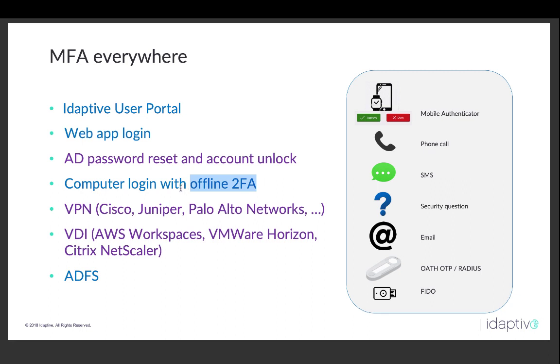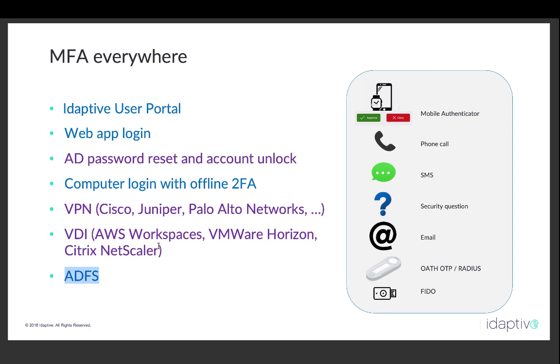Okay. So some of the other MFA use cases that I'm not able to show you also include VPN. So if you want to apply MFA to your VPN for remote access, we can do that. Or you're using any type of VDI solution, right? Such as AWS Workspaces, VMware Horizon, or Citrix NetScaler, we can also apply MFA there. Or if you've got some legacy applications that still are integrated with ADFS, we can also apply MFA there as well.